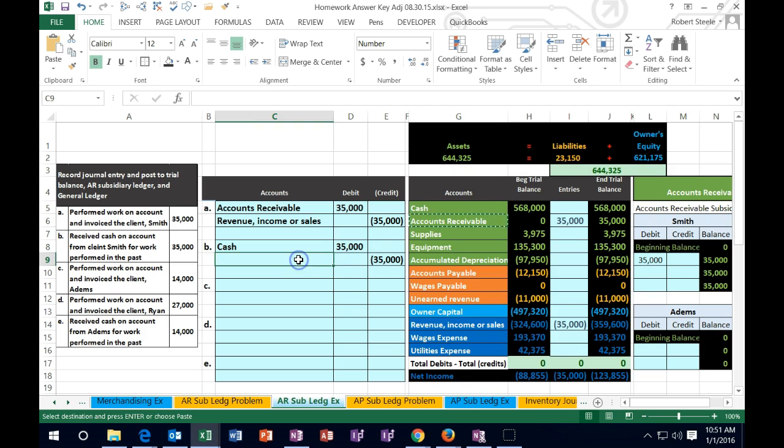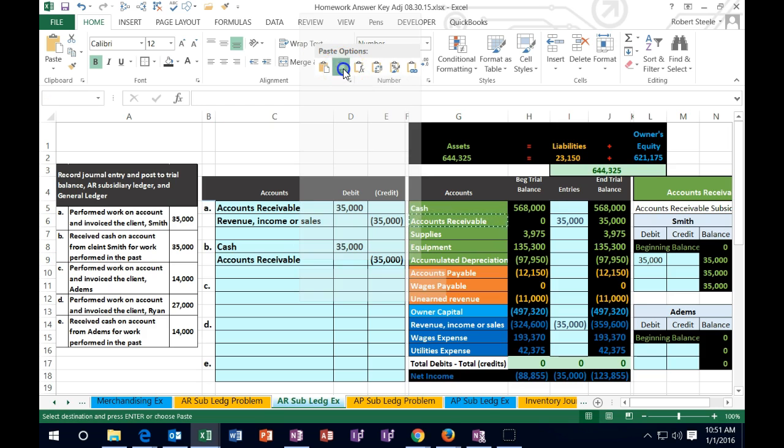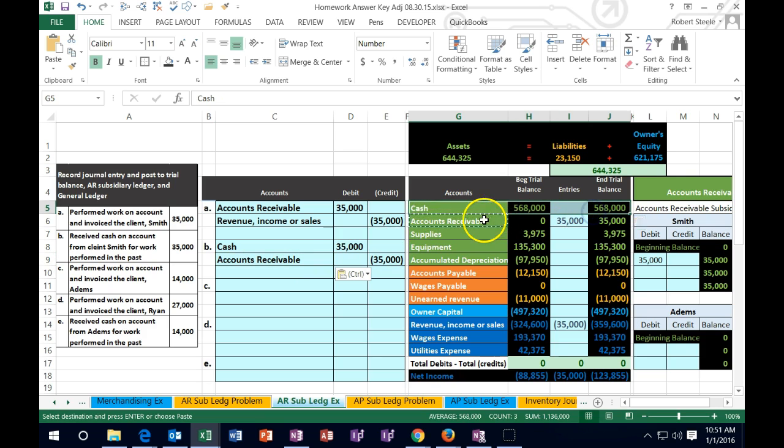I'm going to paste it in C9, right click and paste 1, 2, 3, values only in C9. Recognize what is happening here. We're just getting a better asset, cash, and we're losing the worser asset, the accounts receivable. I know that may not be a word, but it sounds good. So the receivable is going down, cash is going up, and no effect on revenue for this transaction.